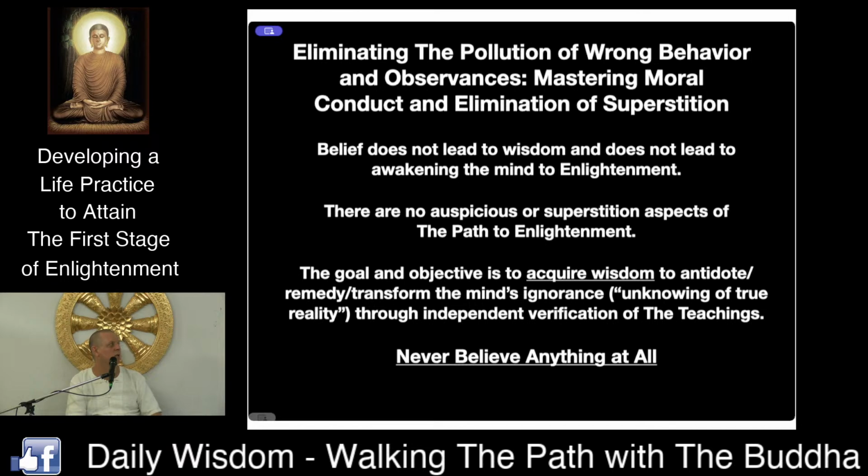So just keep in mind that belief does not lead to wisdom and does not lead to awakening the mind to enlightenment. There's nothing auspicious or superstitious about the path to enlightenment. The Buddha says this in his own words. He explains that there's nothing auspicious or superstitious about his path. It's purely to learn wisdom and then train your mind through practicing teachings and uprooting certain pollutions in the mind. The goal and objective of the path to enlightenment is to acquire wisdom. This is what antidotes, remedies, or transforms the ignorance, this unknowing of true reality. And you get to that through independent verification of the teachings.